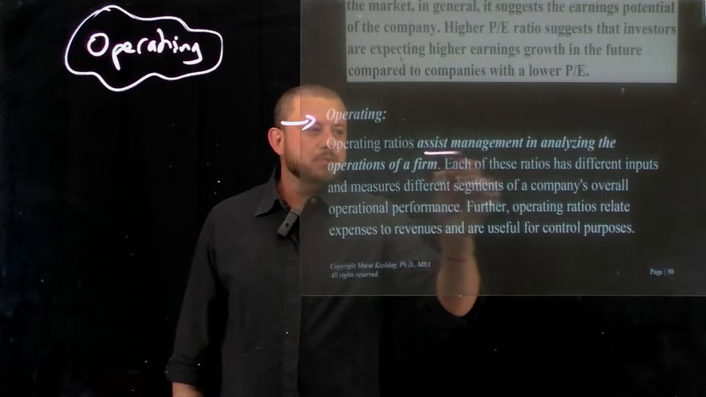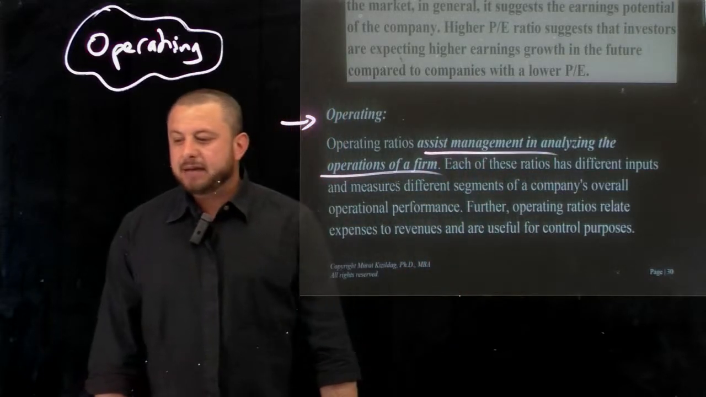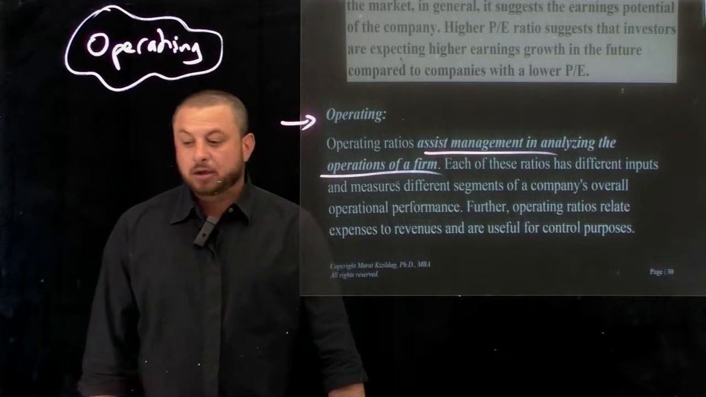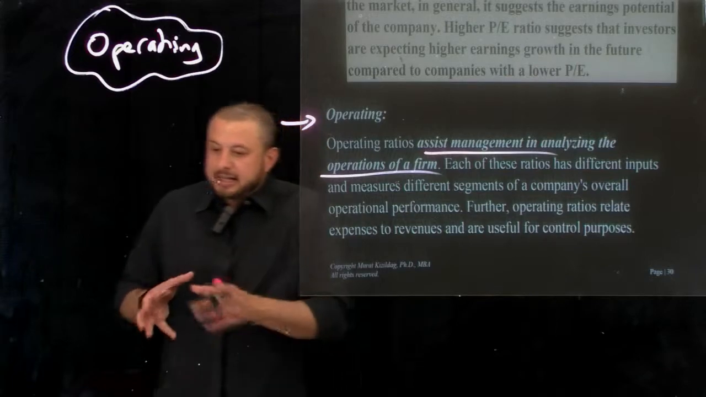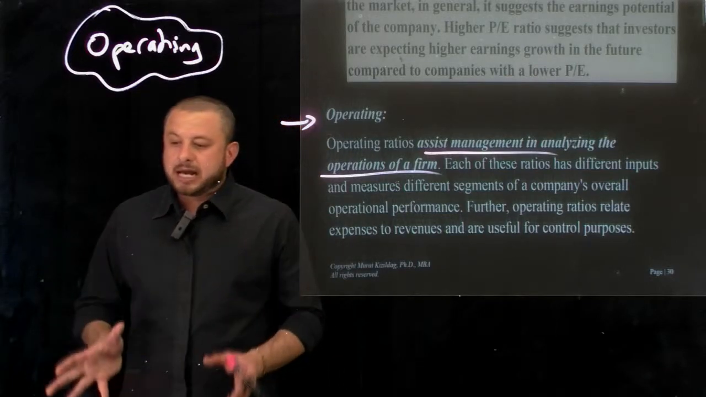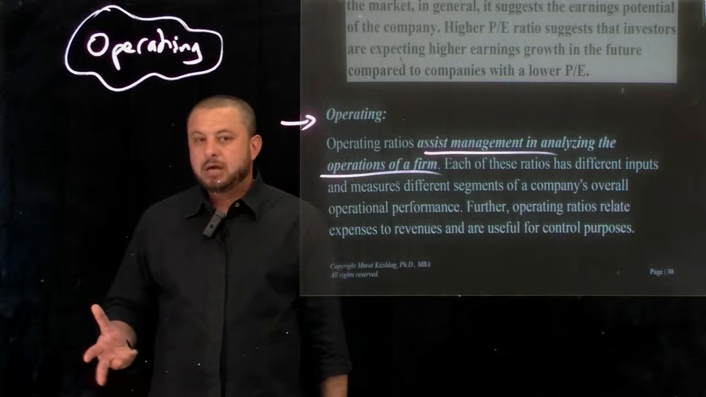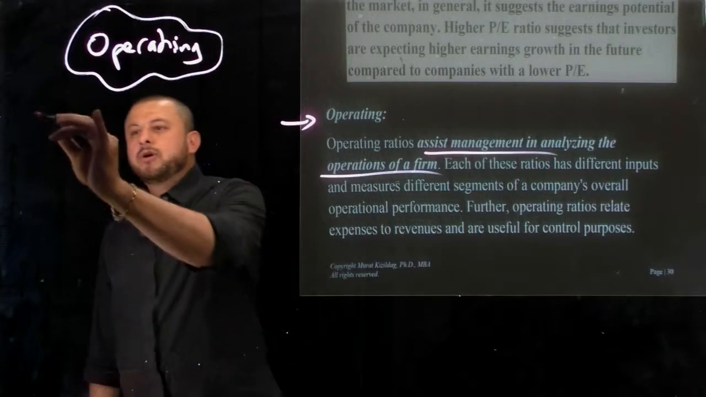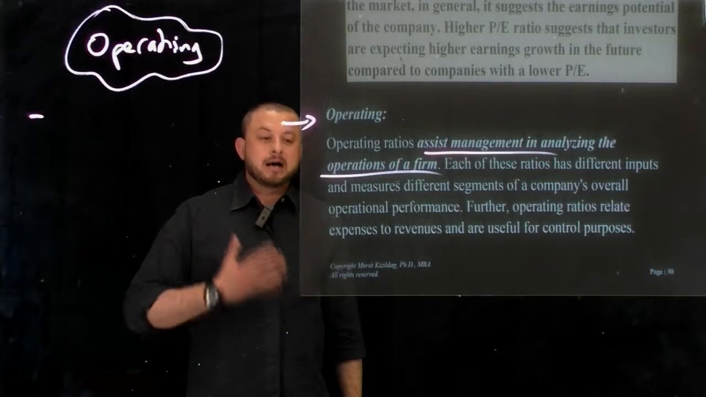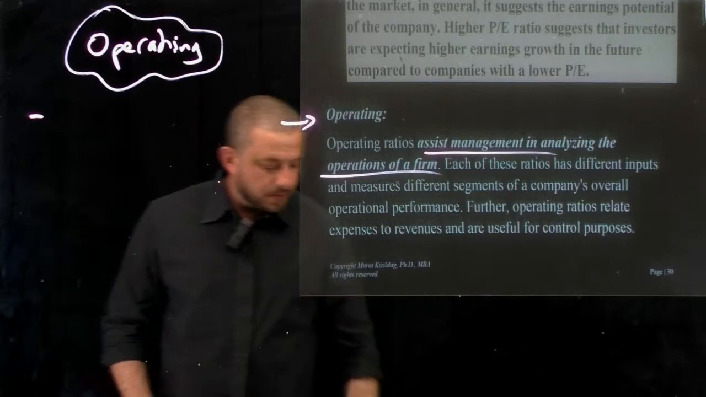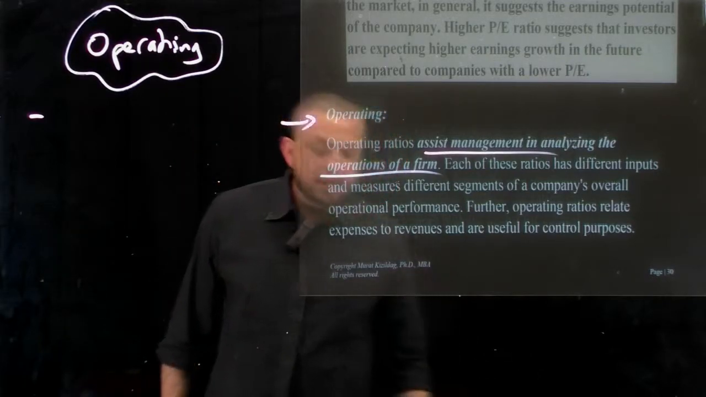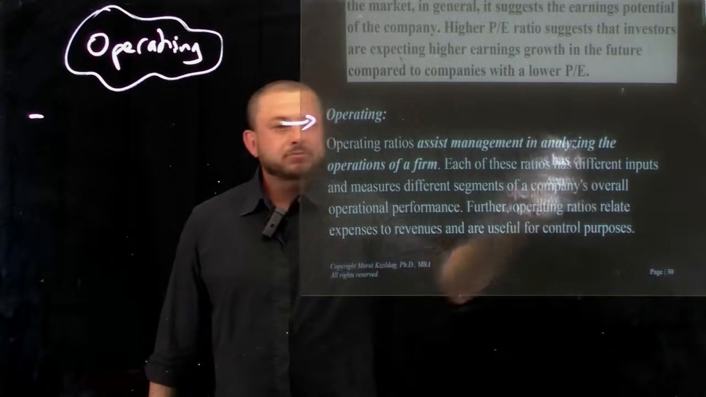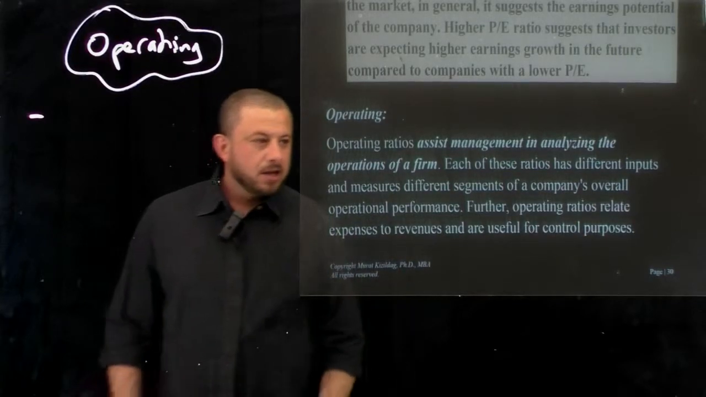Operating ratios assist management in analyzing the operations of a firm. Well, we don't care about how many ad clicks we have, but Google cares about how many ad clicks they have, okay? Google doesn't care about RevPAR, revenue per available room, but Marriott cares about revenue per available room. Therefore, as I said before, operating ratios are modifiable. In this part of the lecture, which is the last part of this lecture, you will see a whole bunch of different ratios exclusively modified for the hospitality industries, okay?